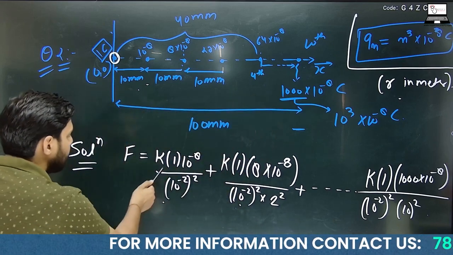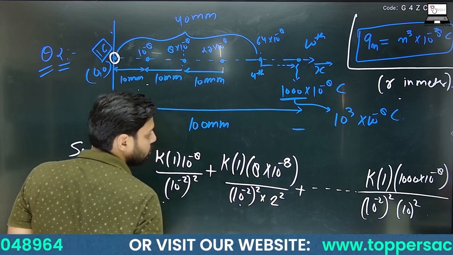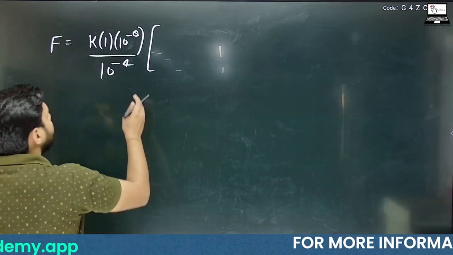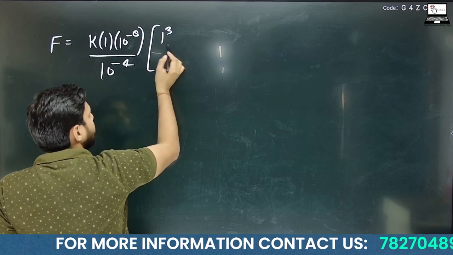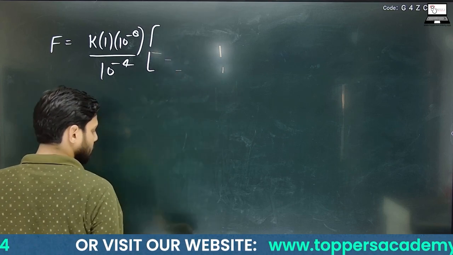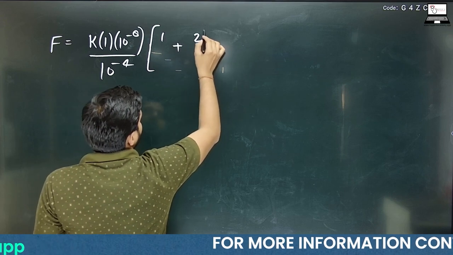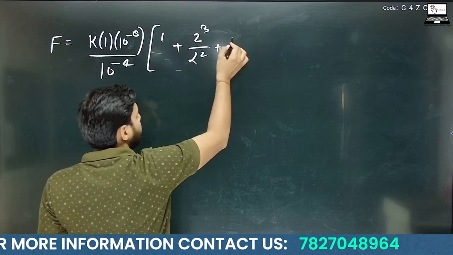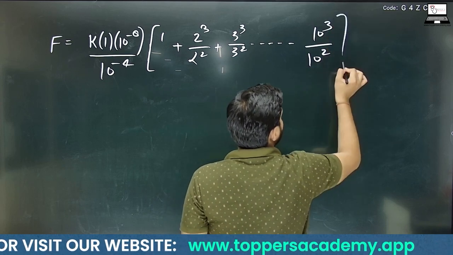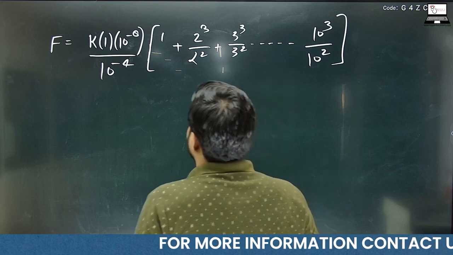Clear? We will have 1 upon 1 here because we have taken everything common except 8 and 2 to the power 4. In a similar way we are left with 1000 upon 10 to the power 2. We will be left with 1 cube upon 1 square. Actually it was only 1, but we are forming it this way so you can understand. Like 1 plus 8, we can say 2 cube upon 2 square, plus 27, 3 cube upon 3 square, till 10 cube upon 10 square. This is the force that we will get.